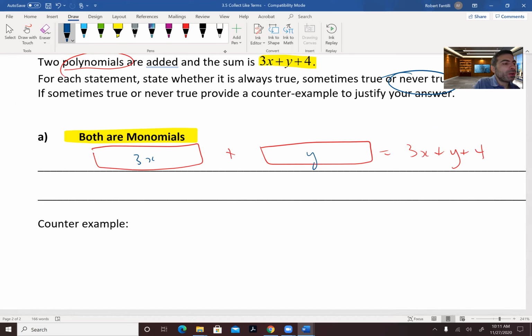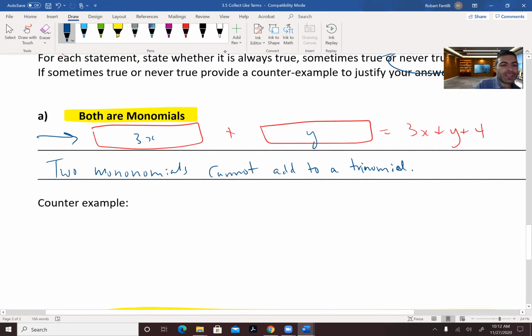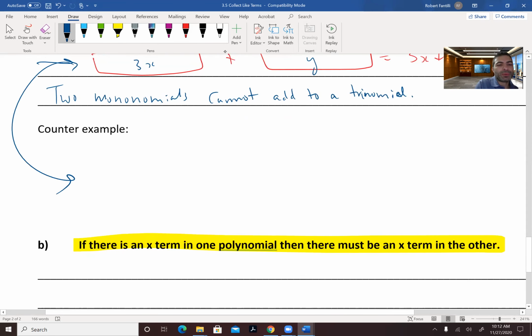Never true. 2 polynomials or 2 monomials cannot, I have this in my answer key on SB, cannot add to a trinomial. Okay, that's not possible. Done. The counter example is like I just showed you. There's a counter example. 3x plus y can equal 3x plus y plus 4. Not possible. Okay. The counter example, sorry, I showed you that already. That should just be written there.